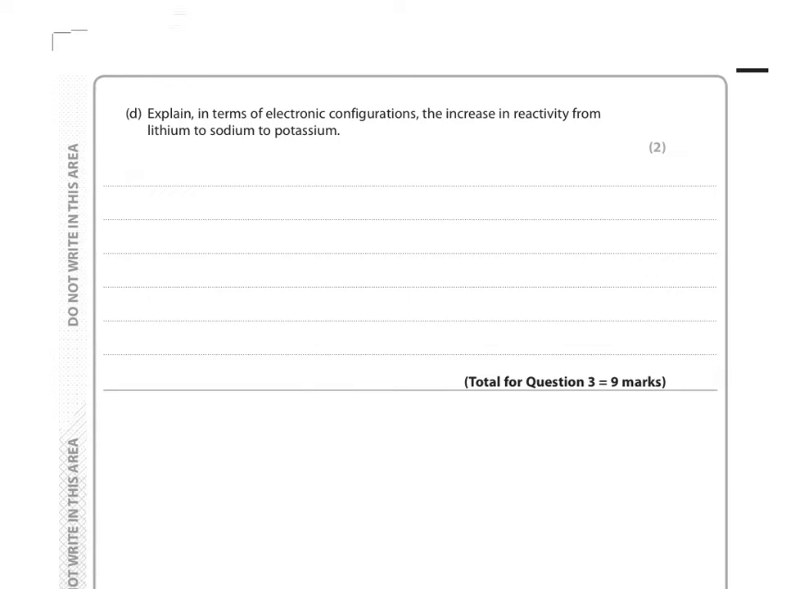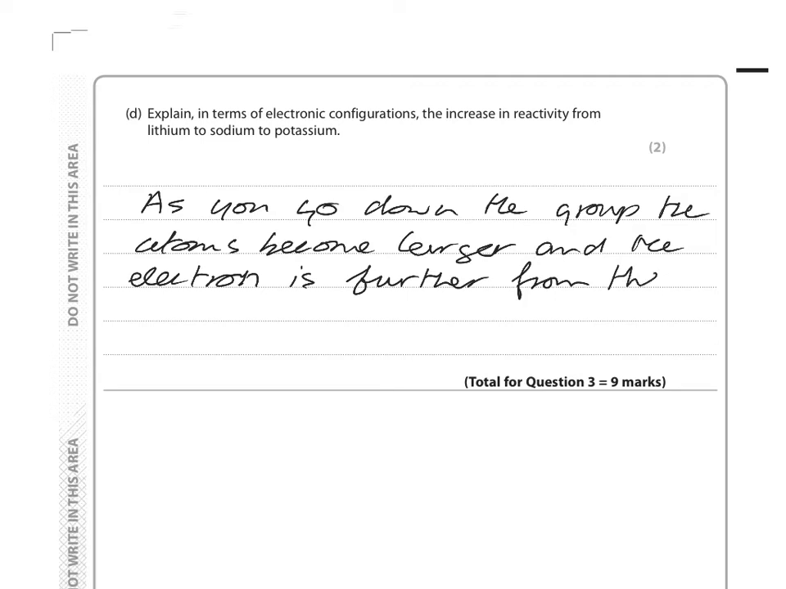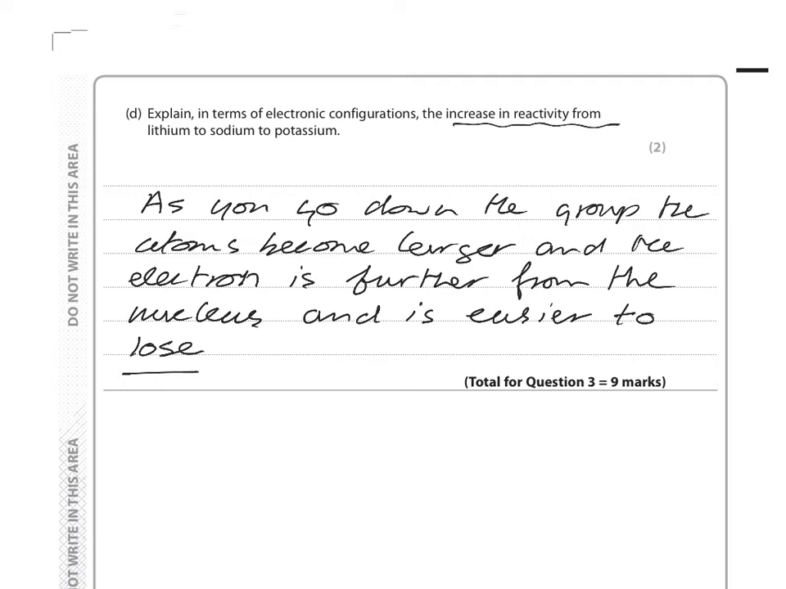There's only 2 marks for this, and the answer is as you go down the group, the atoms become larger and the electron, which you're trying to lose, is further from the nucleus, and therefore it's less well held by the nucleus and is easier to lose.